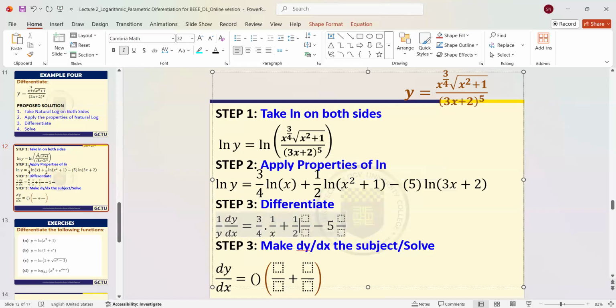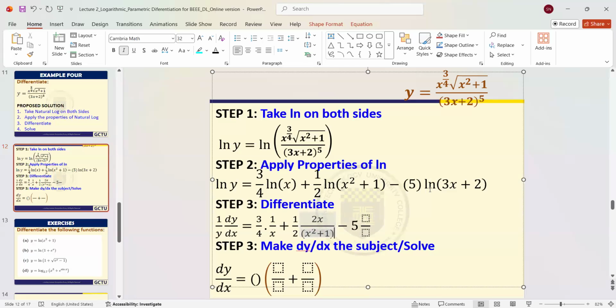Now, when we differentiate x squared plus 1, what would that give us? Let me be sure. What is the differential of x squared plus 1? 2x. That gives us 2x. And then the denominator will repeat the original function, so we are going to get x squared plus 1.